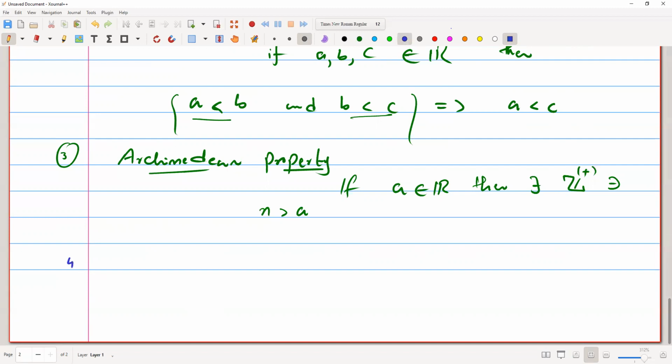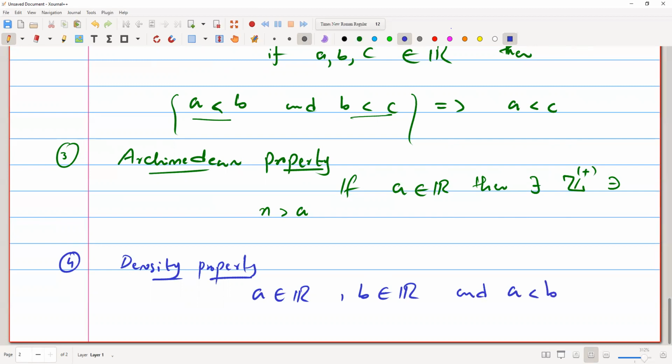And then the fourth property is the density property. Okay, so the density property says that if A belongs to R, the set of real numbers, and B belongs to R, two elements A, B belonging to R, and A is less than B, then there is a rational Y such that A is less than Y less than B.